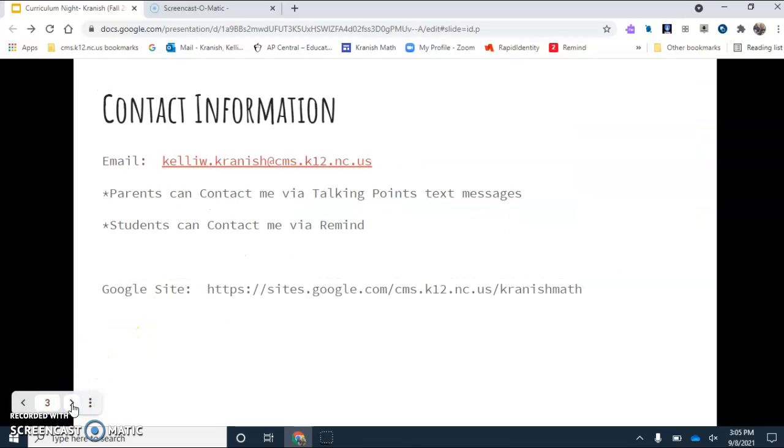My email is listed on the screen. Parents, you can also contact me via Talking Points. I've sent you some text messages there already. And students know that they can contact me via Remind. They can also send me an email or send me a message in Canvas, but the Remind app goes straight to my phone. That's the easiest. The Google site here has information about all the stuff I'm going to go over, the course information sheet, that kind of thing, so you can reference that.